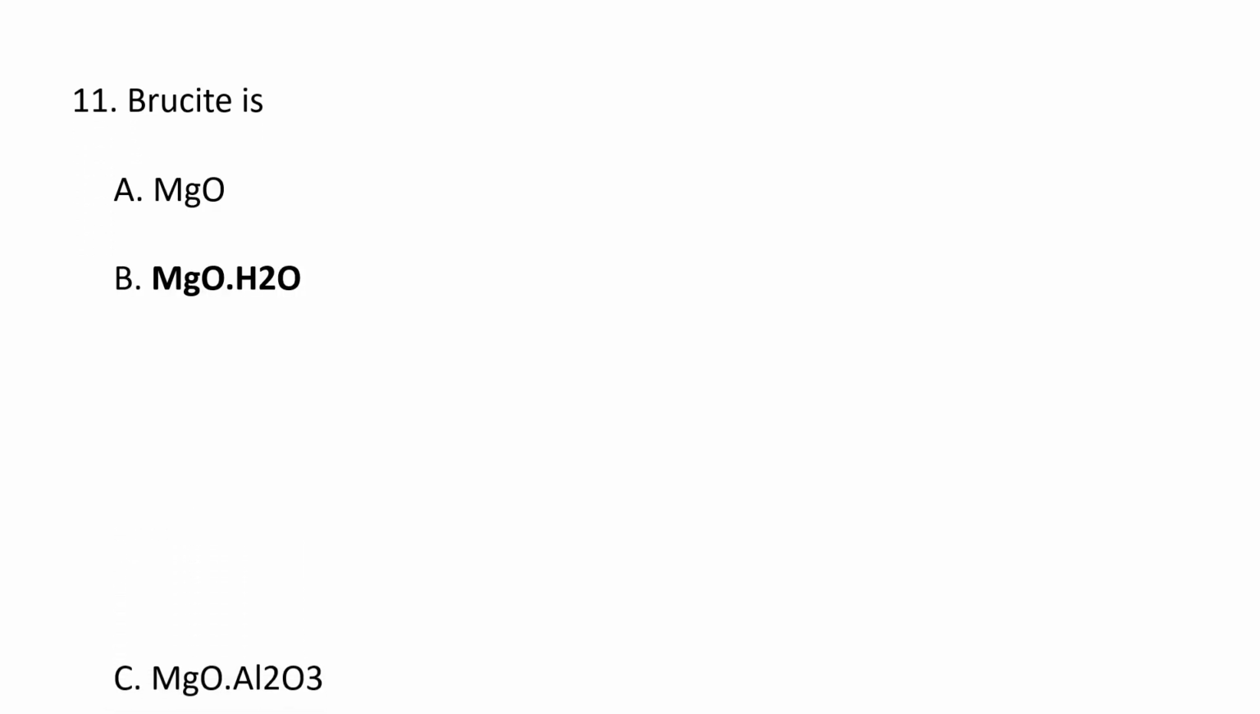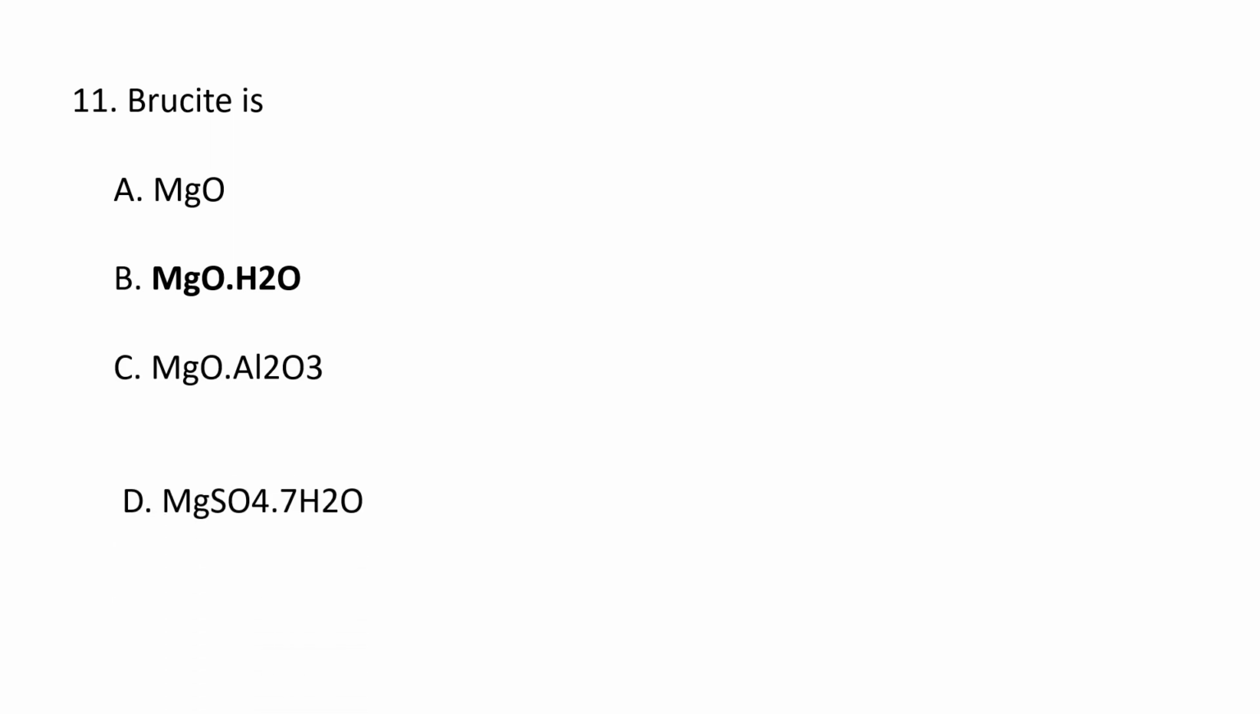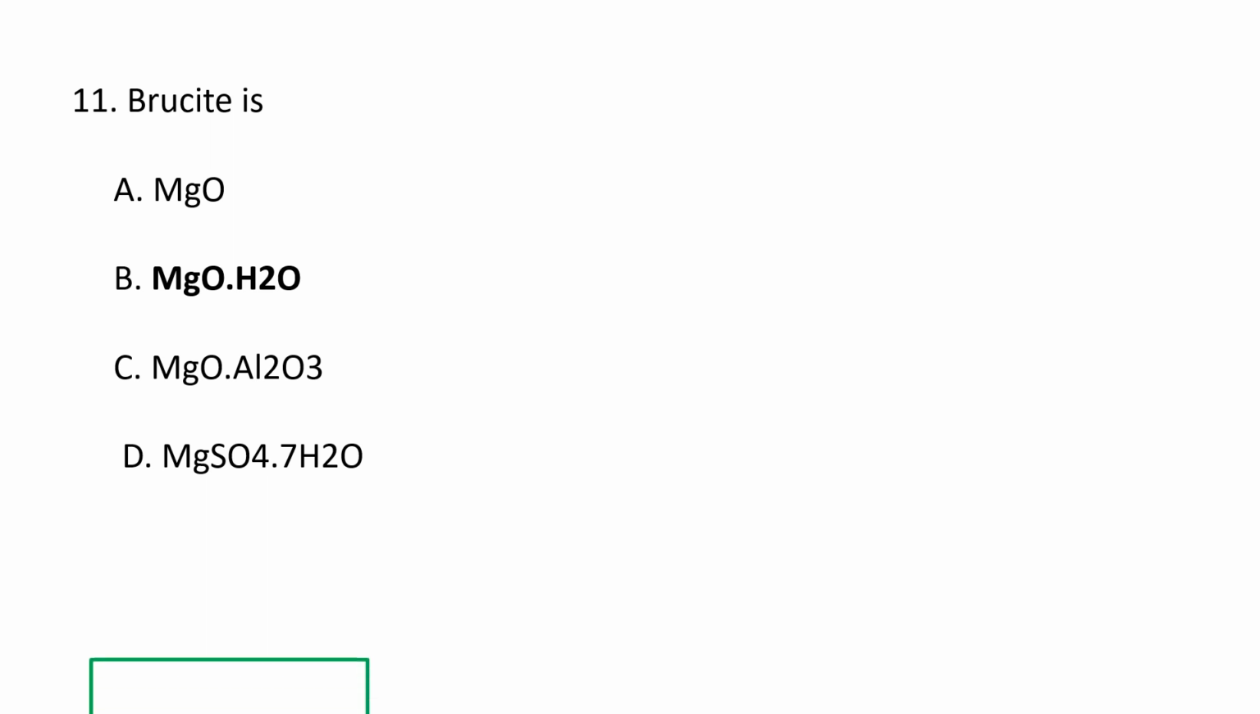Next question. What's the chemical composition of brucite? Brucite is A. MgO, B. MgO·H2O, C. MgO·Al2O3 and D. MgSO4·7H2O. So brucite is hydrated magnesium oxide, that is MgO·H2O. So B is the correct option.